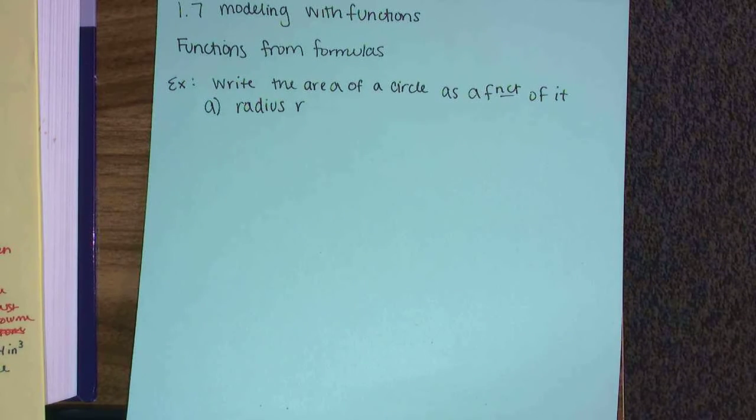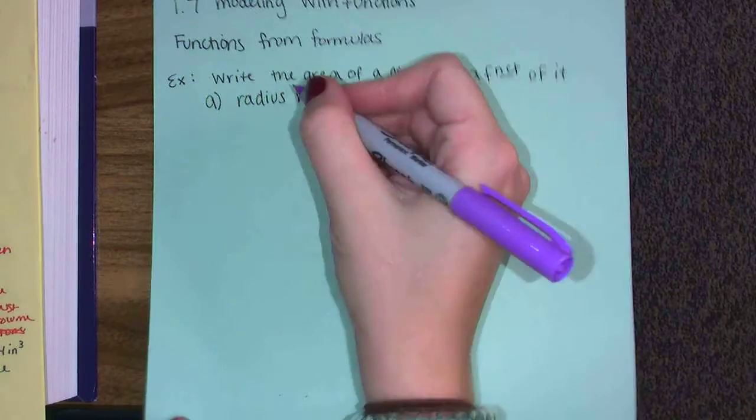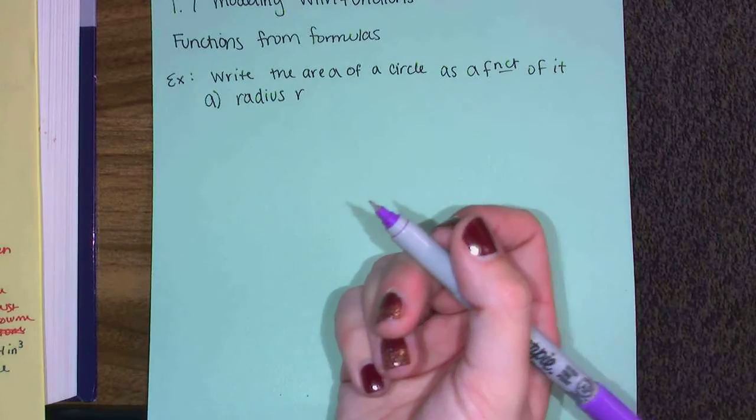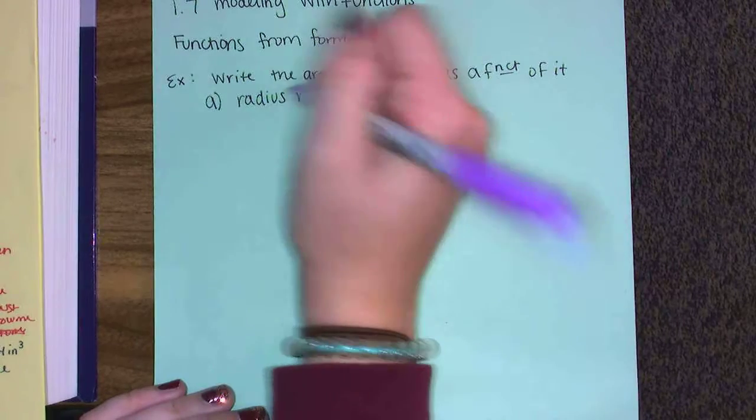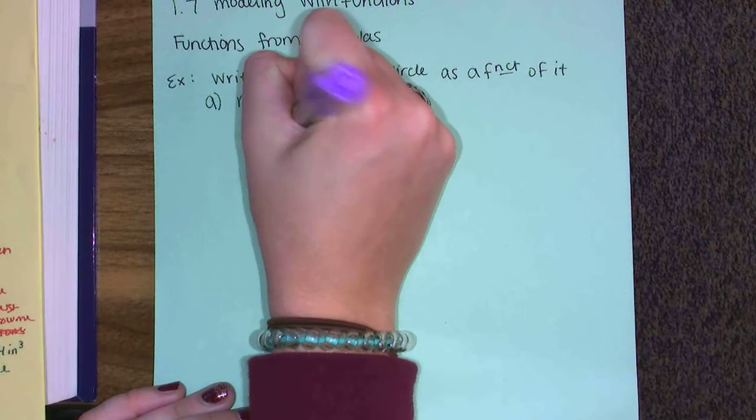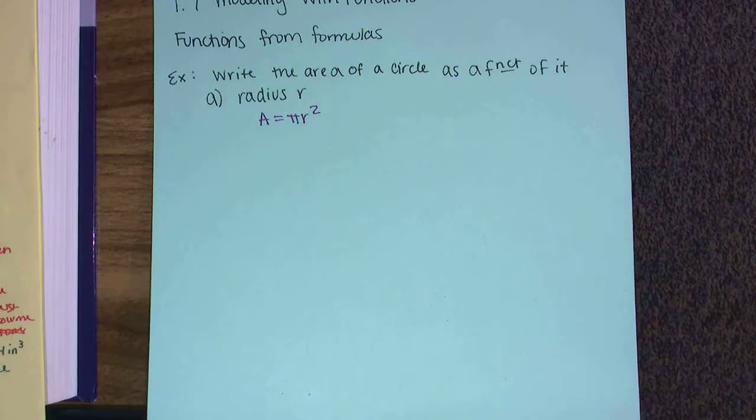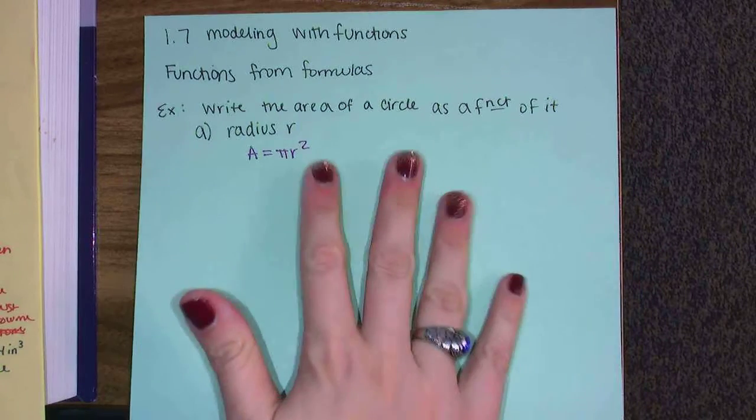So what's the area of a circle? Okay, so for that one, since the normal area formula already has r in it, we can just write that one. A is equal to pi r squared.